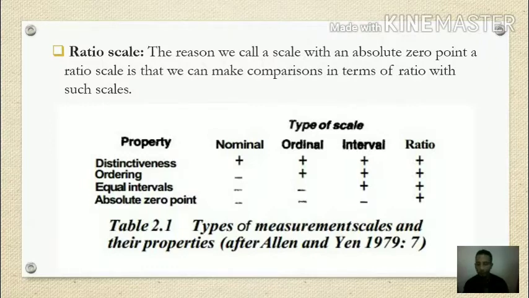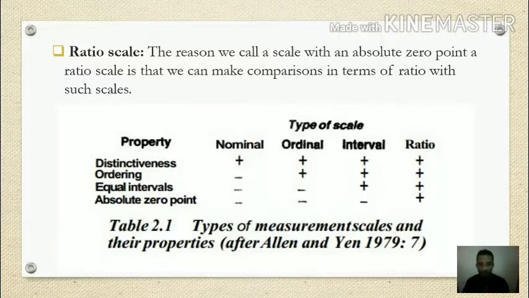Nah, ini skala rasio. Skala rasio ini bisa kita katakan, ya, kenapa dikatakan skala rasio? Ya, karena di sini skala rasio ini menggunakan titik nol absolut. Nah, sebagai skala rasio, karena dengan menggunakan titik nol absolut, kita bisa buat perbandingan dalam hal rasio dengan skala tersebut.